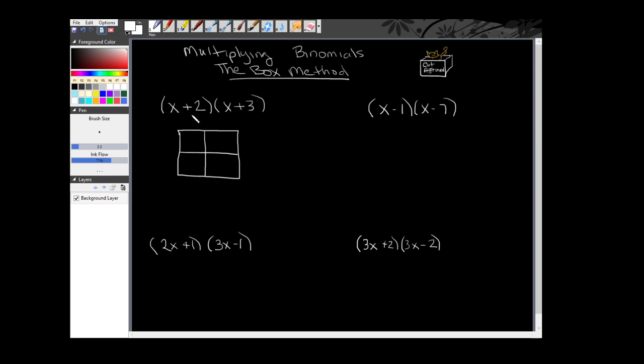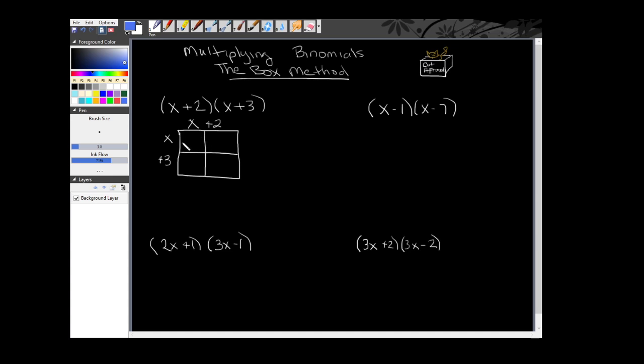Once you've drawn your box, then you take the binomial and you write one of them across the top, as you see here, and you write one of them down the side. Some students compare this to the Punnett square, which you do in biology. The next thing that we do is we need to find the area of each of the smaller boxes.